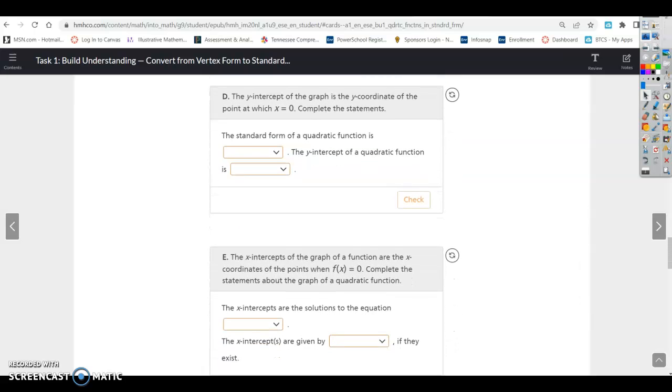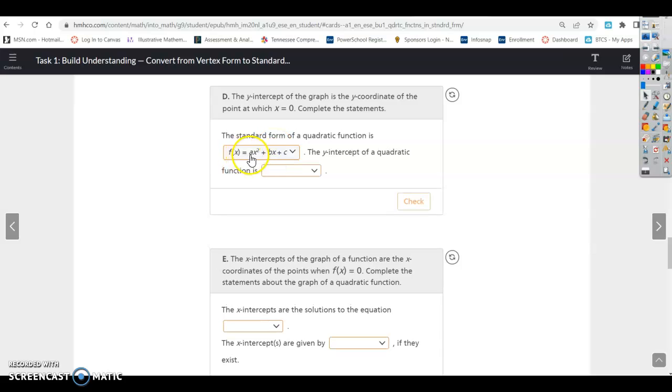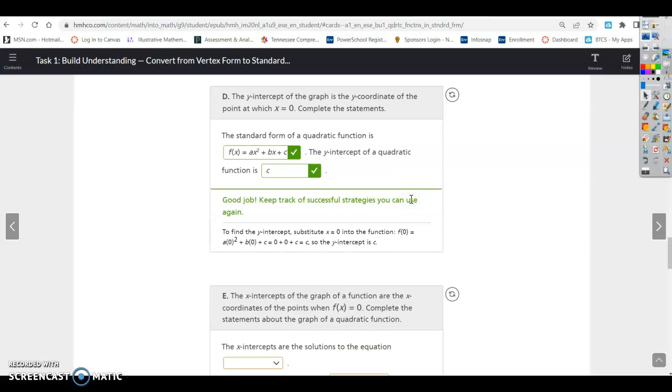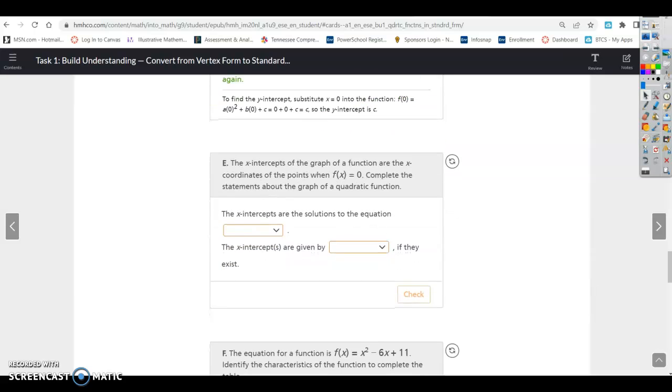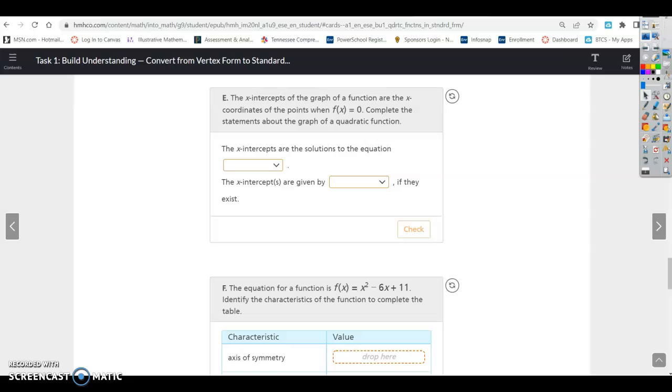The y-intercept of the graph is the y-coordinate of the point at which x equals 0. Complete the statements. The standard form of a quadratic function is, all right, so standard form, remember, is ax squared plus bx plus c. The y-intercept of a quadratic function is your constant term, c. The x-intercepts of the graph of a function are the x-coordinates of the points when f of x equals 0.